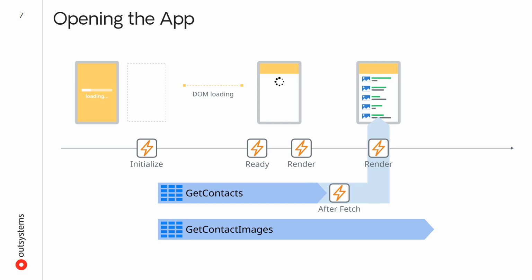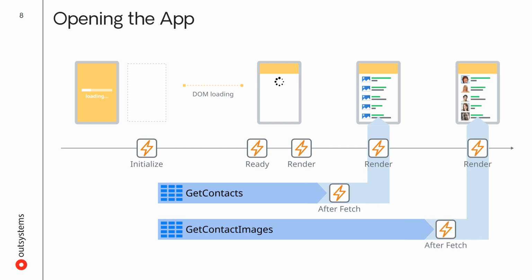When an aggregate finishes its execution and returns its result, it triggers an afterfetch event. Since data is now available, the screen updates automatically. As the screen reacts to data changes and is re-rendered, the render event triggers again. As the second aggregate completes, the same thing will happen. The afterfetch event triggers, the screen updates, and the render event of the screen triggers again.